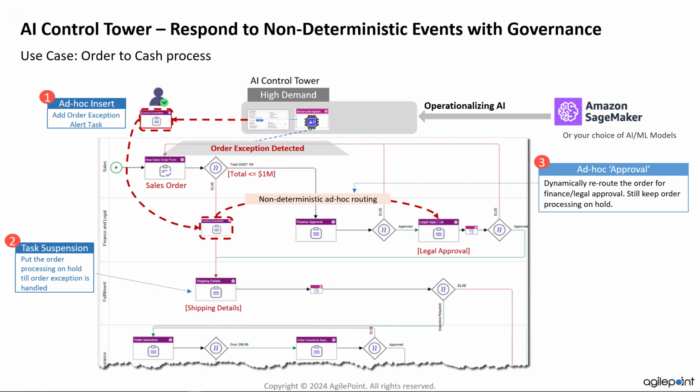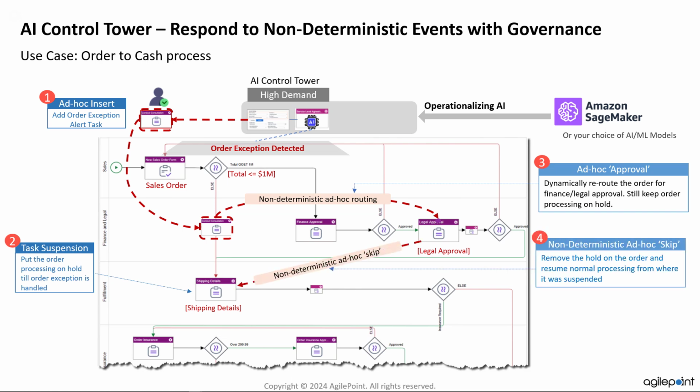Now, assuming that step is completed, we're going to perform an ad hoc skip forward and essentially resume the normal processing while unlocking all of our downstream steps. So that's going to be scenario one.